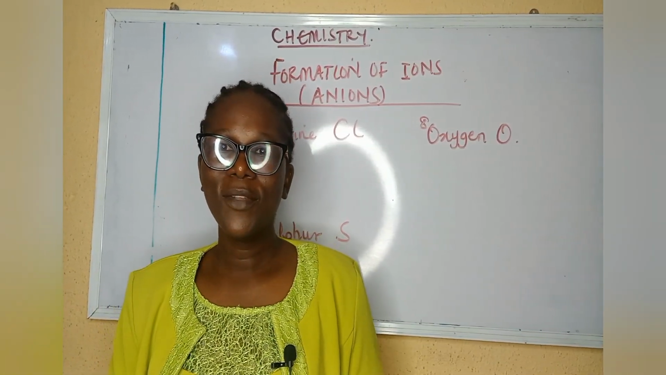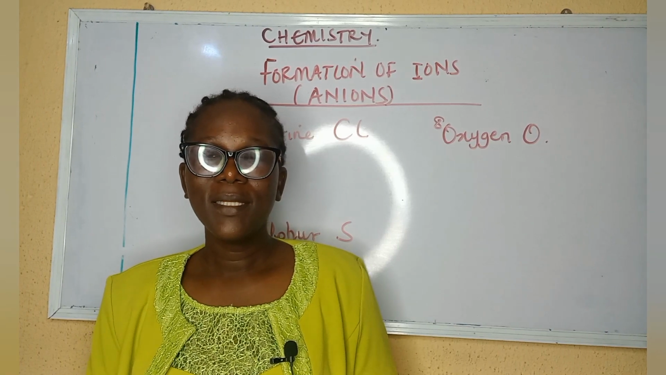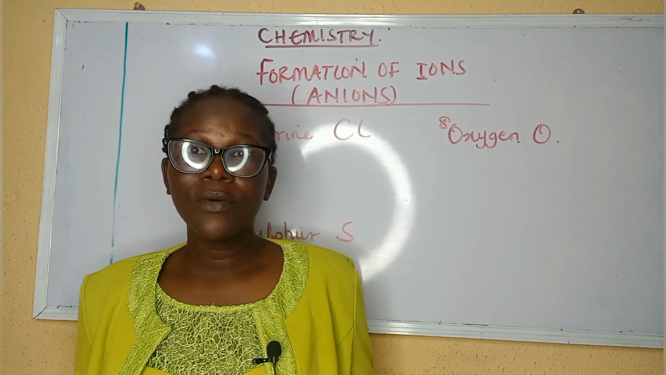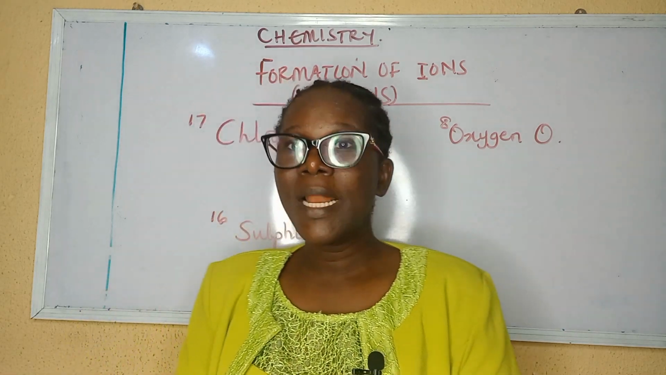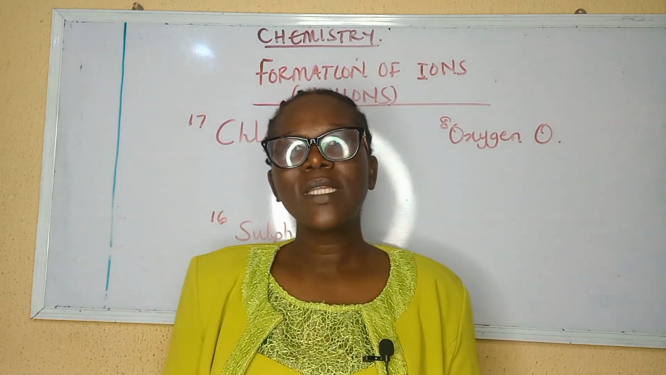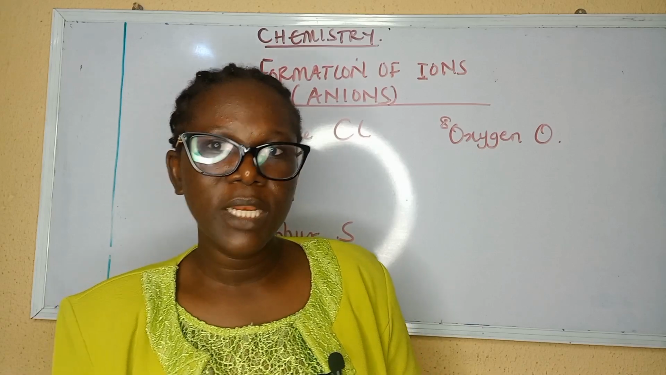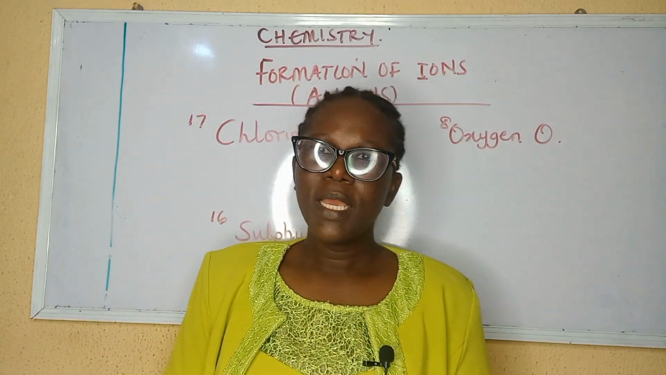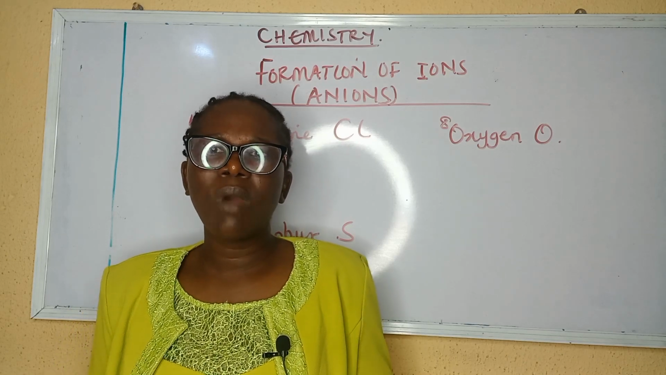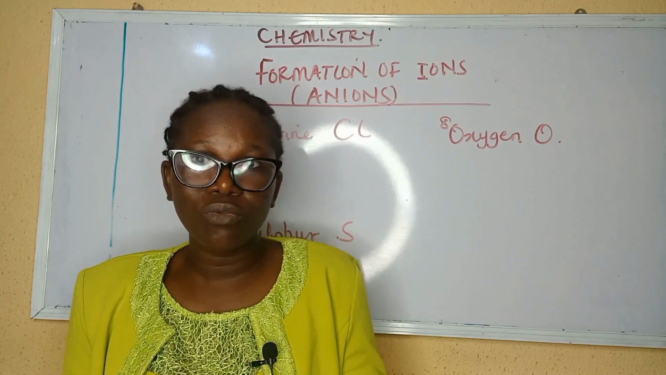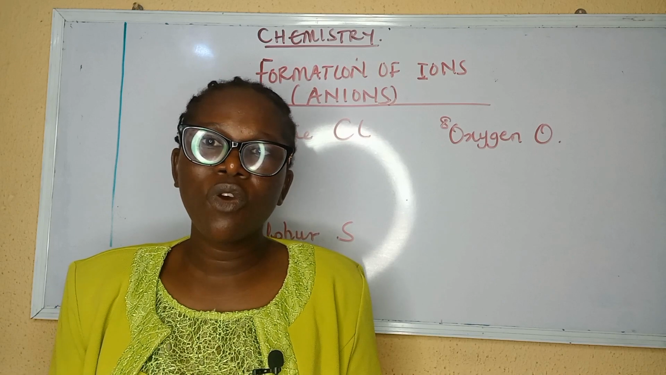Today we are considering a topic in chemistry, that is the formation of ions, and in this case we are specializing on anions. Ions are formed whenever an element gives out electrons or gains electrons. And why do elements give out electrons? They do so as to attain the nearest noble gas structure. That is, they try to become stable.